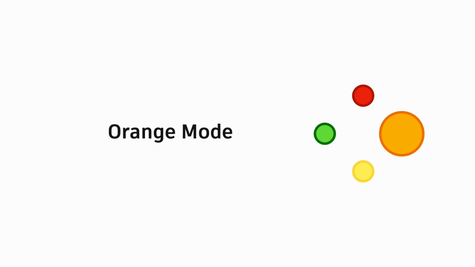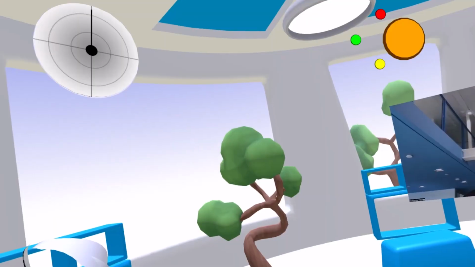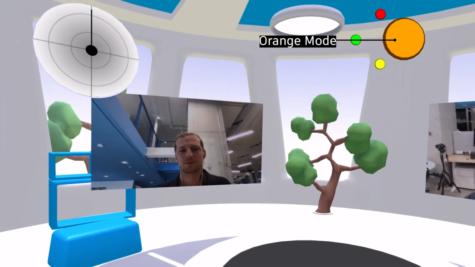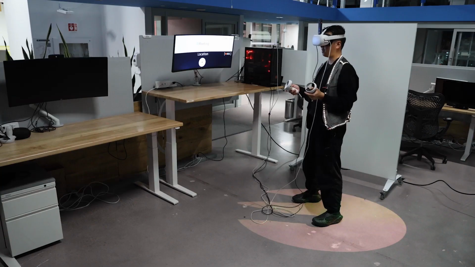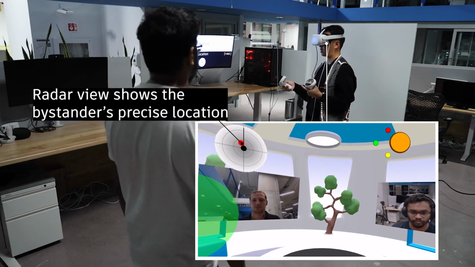After the casual chat, the user joins the business meeting. He doesn't mind if other people know about it, but he doesn't want bystanders to know about the meeting's contents and with whom it is. So he selects the orange privacy mode. In this mode, the radar view is enabled, marking the exact position of any bystanders in relation to the VR user.